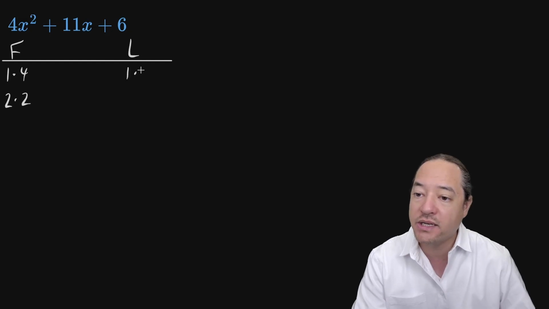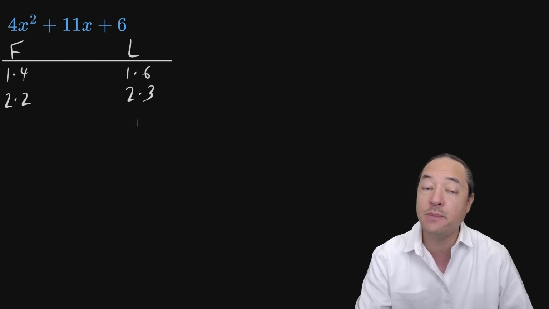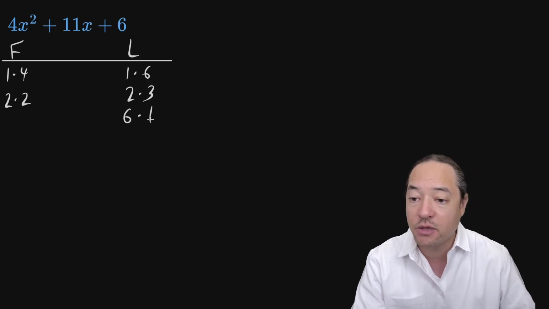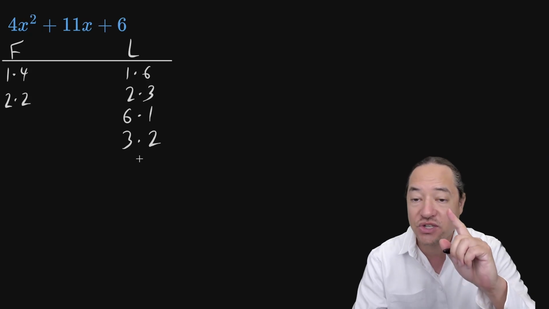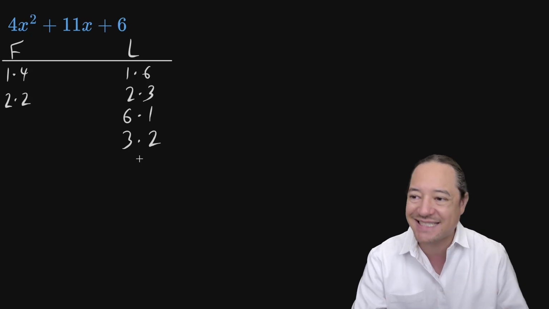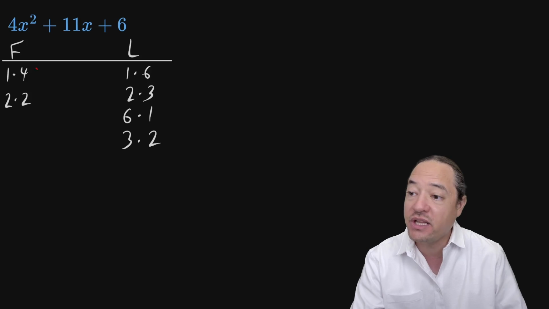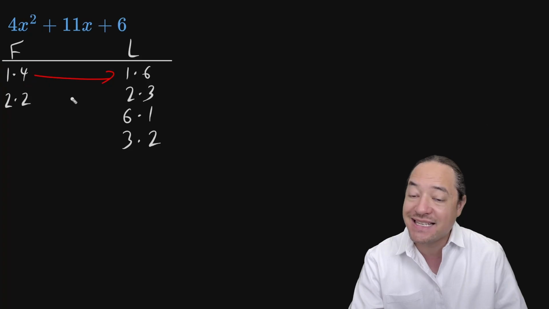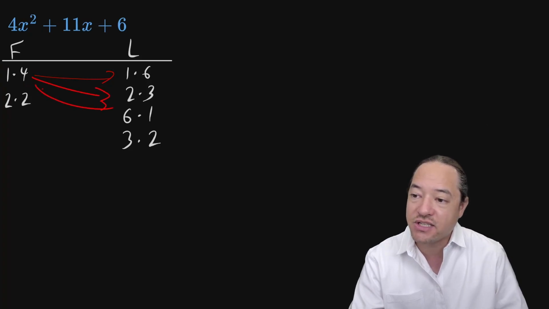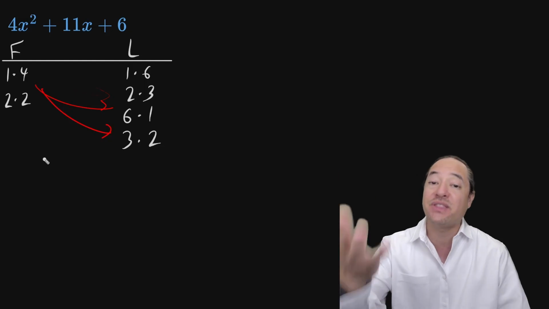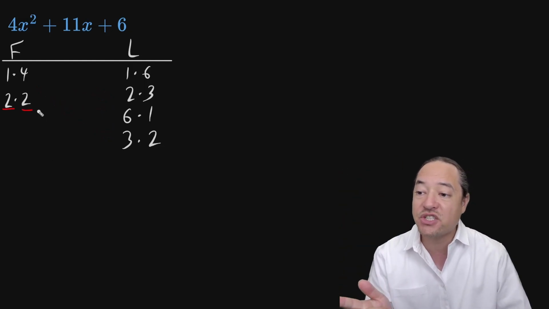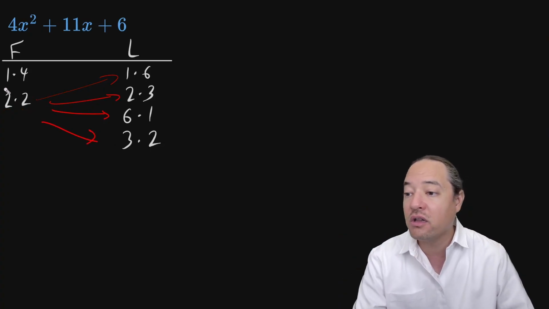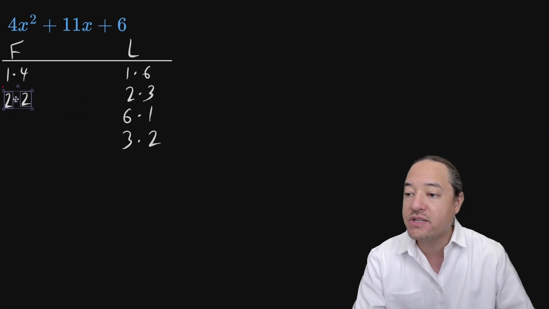For 6, we can have 1 times 6 or 2 times 3, but now we have to also remember we can flip these to unlock extra combinations. So that could be 6 times 1 and 3 times 2. Okay, so there's 4 different options here, but it's going to actually be more than that because it's going to be possibly 1 and 4 as the first terms, and then 1 and 4 paired up with 1 and 6 as the last terms, or paired up with 2 and 3, or 6 and 1, or 3 and 2 as the last terms. But then we also have the ability to check, it might actually be 2 and 2 for the first terms with each of these. Okay, so we actually have to double all of these combinations here.